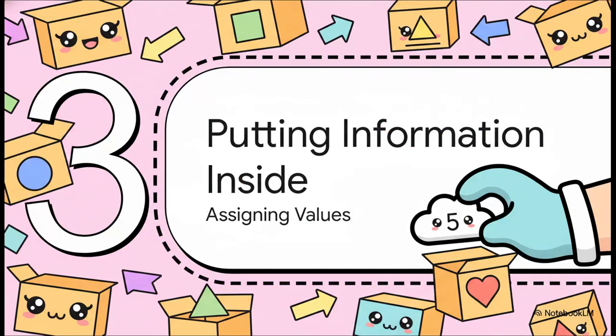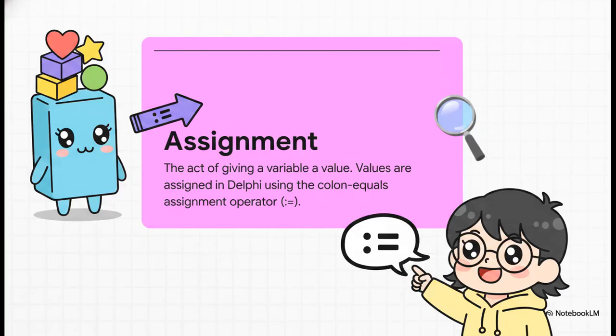Okay, so we've declared our variables, we've got our empty boxes, they're all labeled and ready to go. So what's the next logical step? Well, we've got to put some information inside them. This action is called assignment. This is the moment you actually give a variable its value. That special operator, the colon equal sign you see here, just think of it as a big arrow. It's literally saying, take the value on the right and put it inside the box on the left.